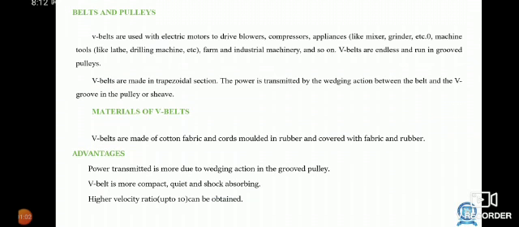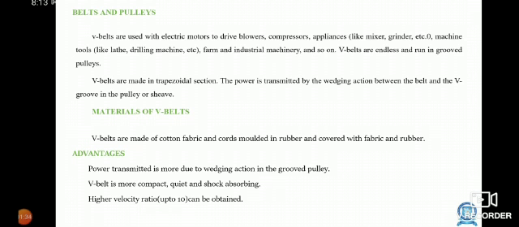Belt and pulleys. V-belts are used in electric motors to drive blowers, compressors, applications like mixers, grinders, etc., and machine tools. V-belts are made in trapezoidal section. The power is transmitted by the wedge section between the belt and the V groove in the pulley or sheave. Materials of V-belt: V-belts are made of cotton fabric and cords molded in rubber and covered with fabric and rubber.